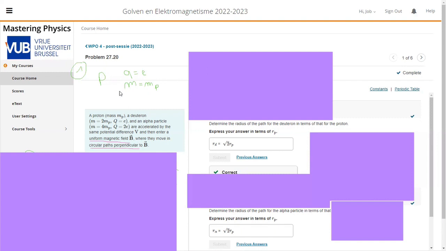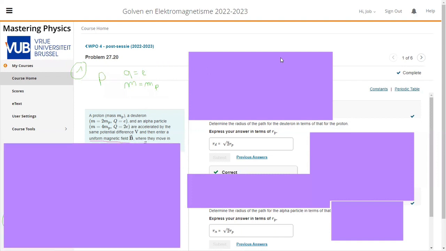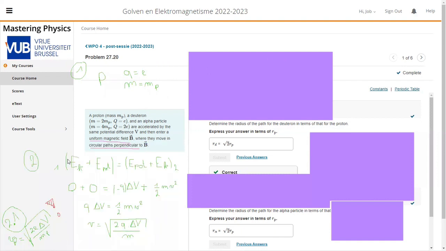First, you have to write the given information. My charge is E, not electron, just E. There's a mass M_P. Then the second step is that I used the conservation of energy formula.